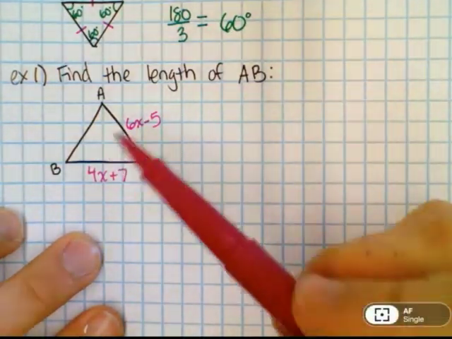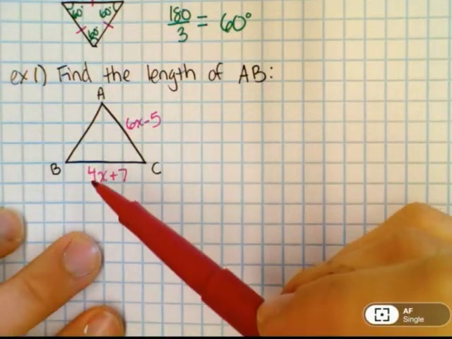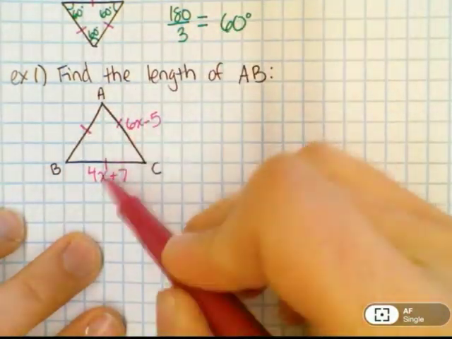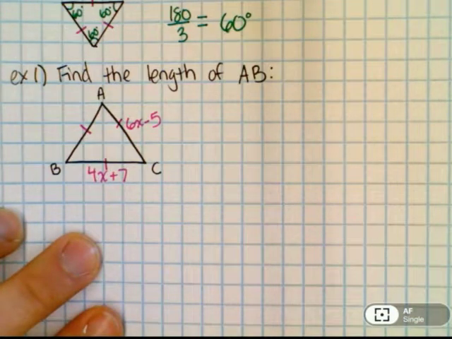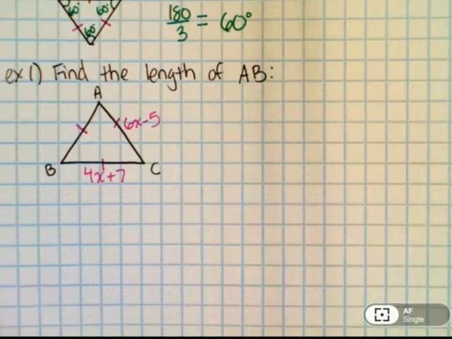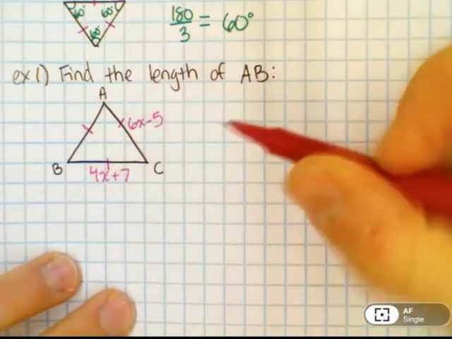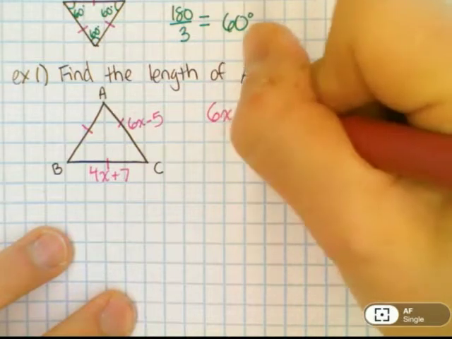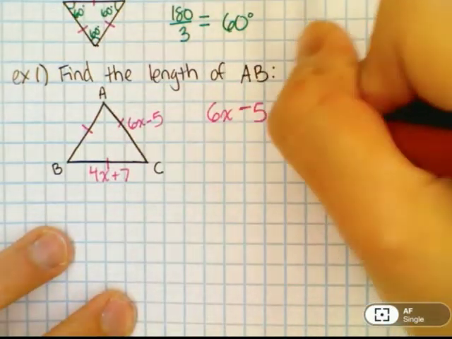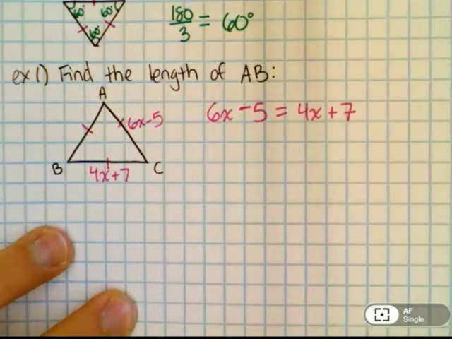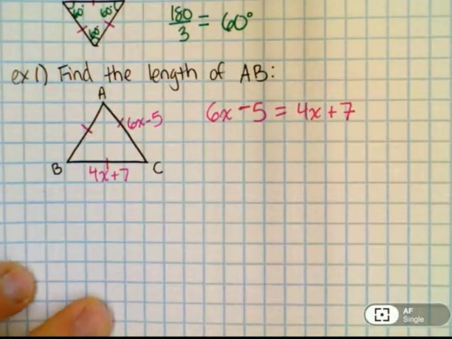So we know information about these two sides. We also know that all three sides are congruent, and that means, of course, that these two sides are congruent. And so I'm going to start by seeing if I can write some equation involving both of these expressions. And since this side equals this side, I can simply write the equation 6x minus 5 has to equal 4x plus 7. So please take a minute to solve that equation and see what you get.